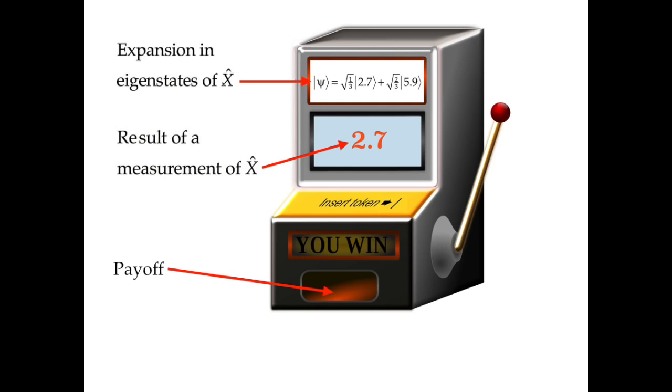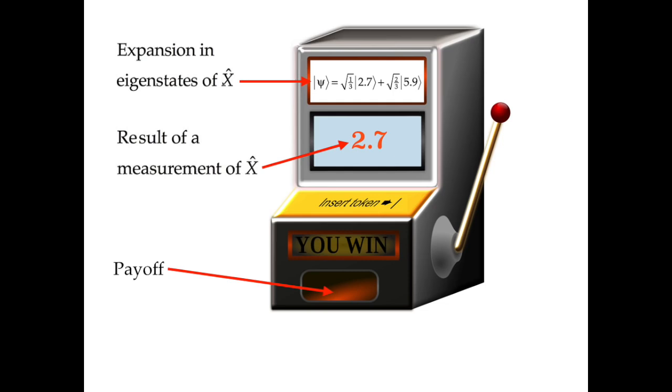And that will therefore always be an eigenvalue of x. And then the machine delivers a payoff of that number of casino tokens, which need not be a whole number. We're allowing fractional tokens if x has non-integer eigenvalues.